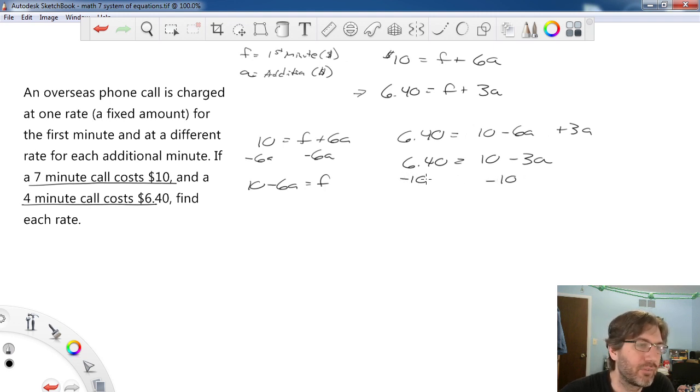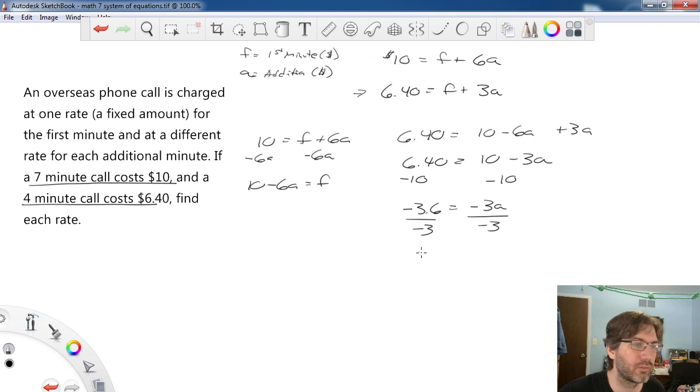Subtract 10 from both sides, then we get 6.4 minus 10, which should be giving us a negative number here. And we are expecting a negative number because this side here is negative. So when we divide, we're going to cancel out that negative and make it positive. It does not make sense to have a negative A value, because that means you're talking for negative minutes. So we're going to divide by negative 3 and divide by negative 3.